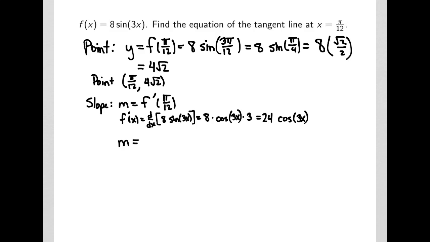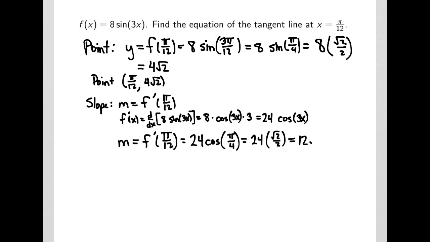The slope is f prime of pi over 12, which is 24 times the cosine of 3 times pi over 12, which we learned earlier was pi over 4. Again, that has a value of square root of 2 over 2. And so I get a slope of 12 square root of 2.